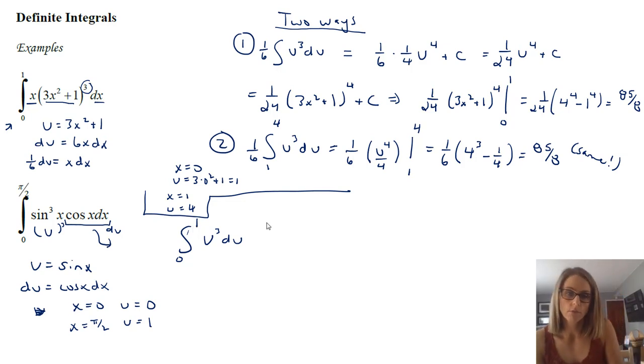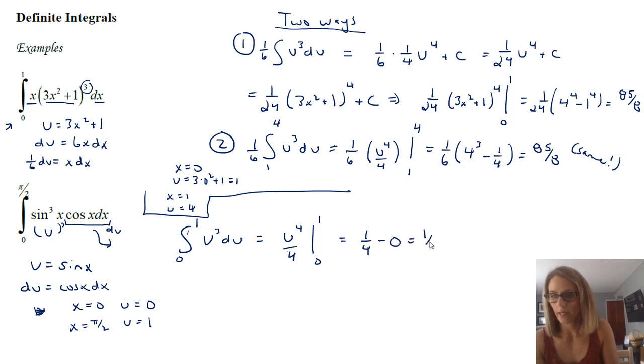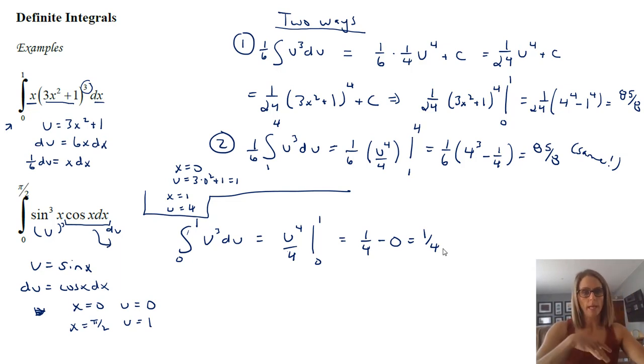And now I can just take the antiderivative without going back to x. So I have u to the 4th over 4, from 0 to 1. And that's going to give us 1/4 minus 0. So we end up with an answer that is just 1/4. And of course, you could take it back to x if you wanted to, and then put on your original limits of integration, 0 to pi over 2. You're going to get the same thing.